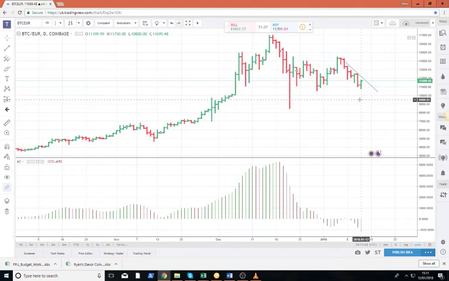At the moment I've got a chart here. This is Bitcoin against the Euro.